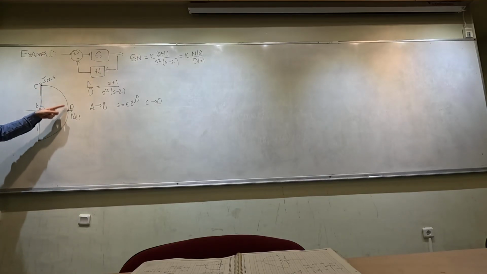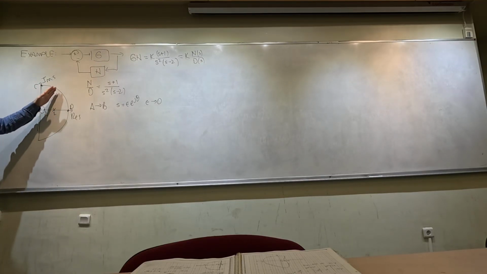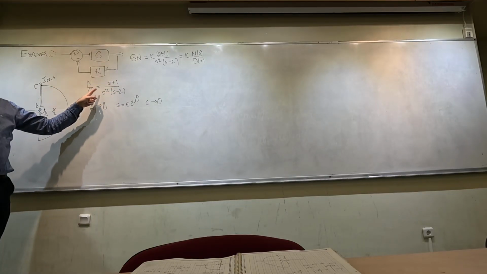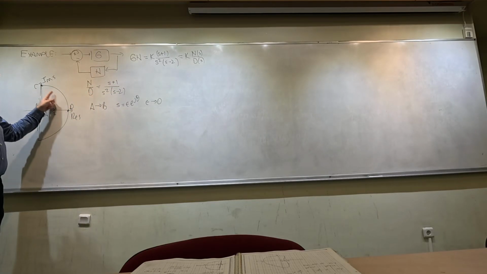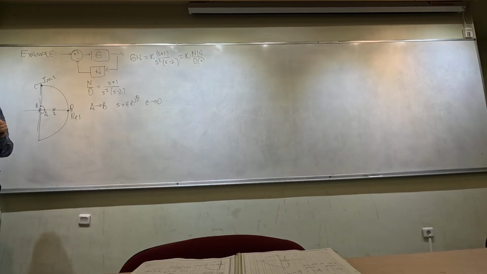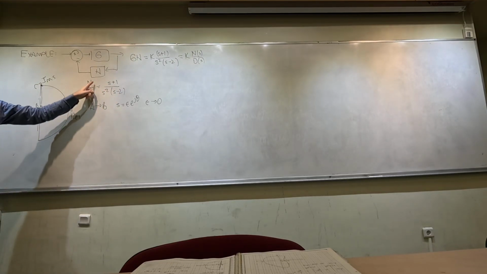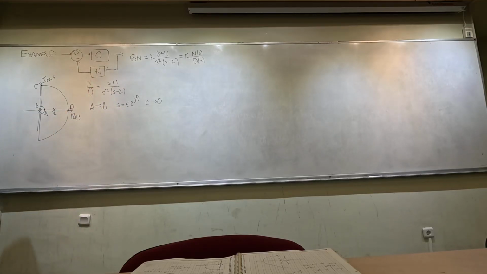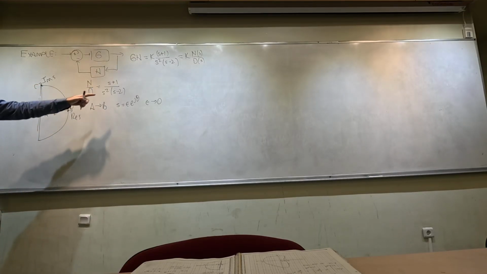When I look at this part from C to D, I see that S is now at infinity. If S is at infinity, this transfer function is going to be equal to 0. That means this part of the Nyquist plot is going to be at 0. This part of the Nyquist plot is going to be at infinity. And this part is going to be the frequency response of the open loop system. This part actually connects to the topic of Bode plot at the end, because this part is nothing but the frequency response of the open loop system.